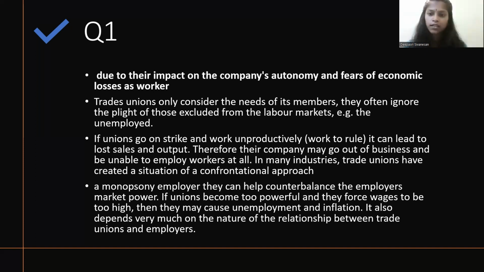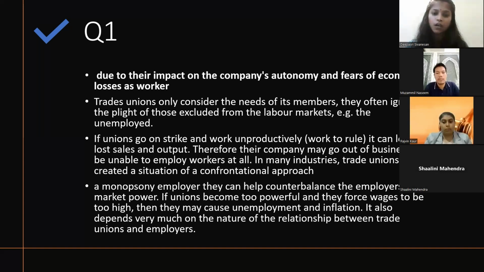In many industries, trade unions have to create a situation of a comfortable approach, and also a monopoly employer. They can help counterbalance the employer's market power. If unions become too powerful and force wages to be high, then they may cause unemployment and inflation. It also depends very much on the nature of the relationship between trade unions and employers.